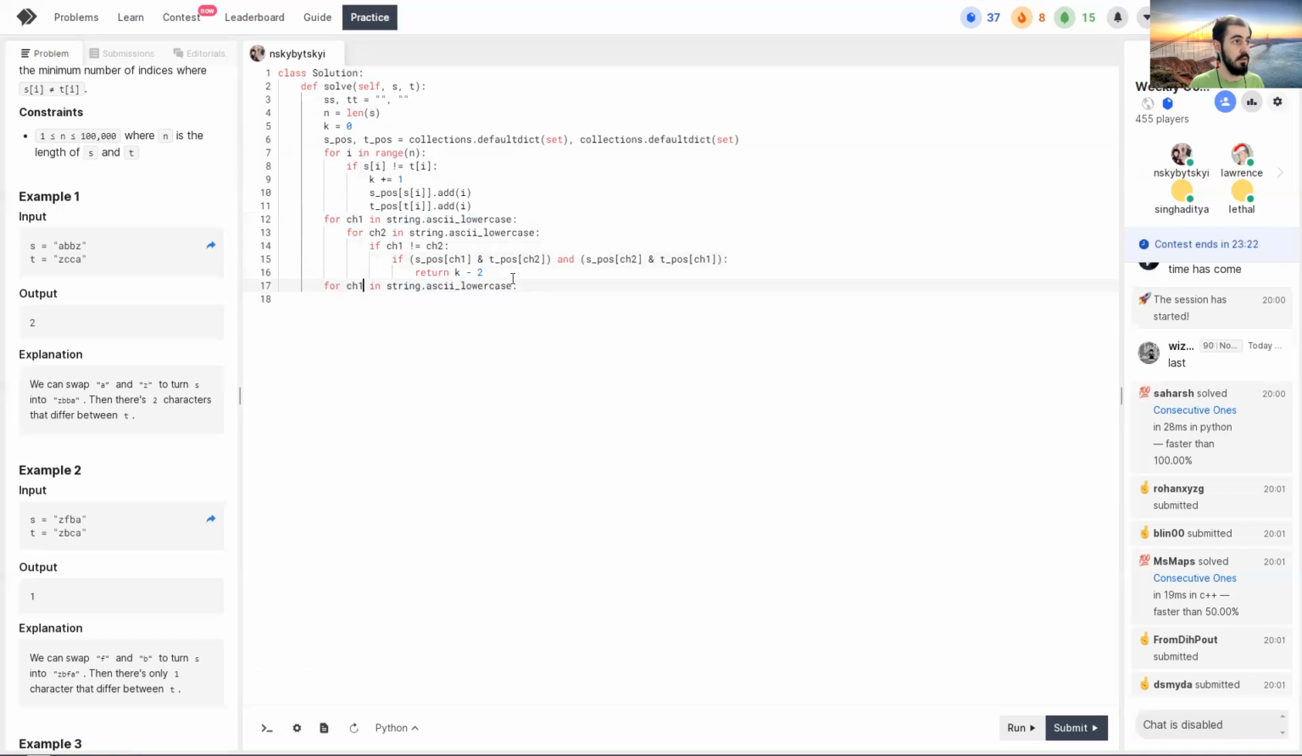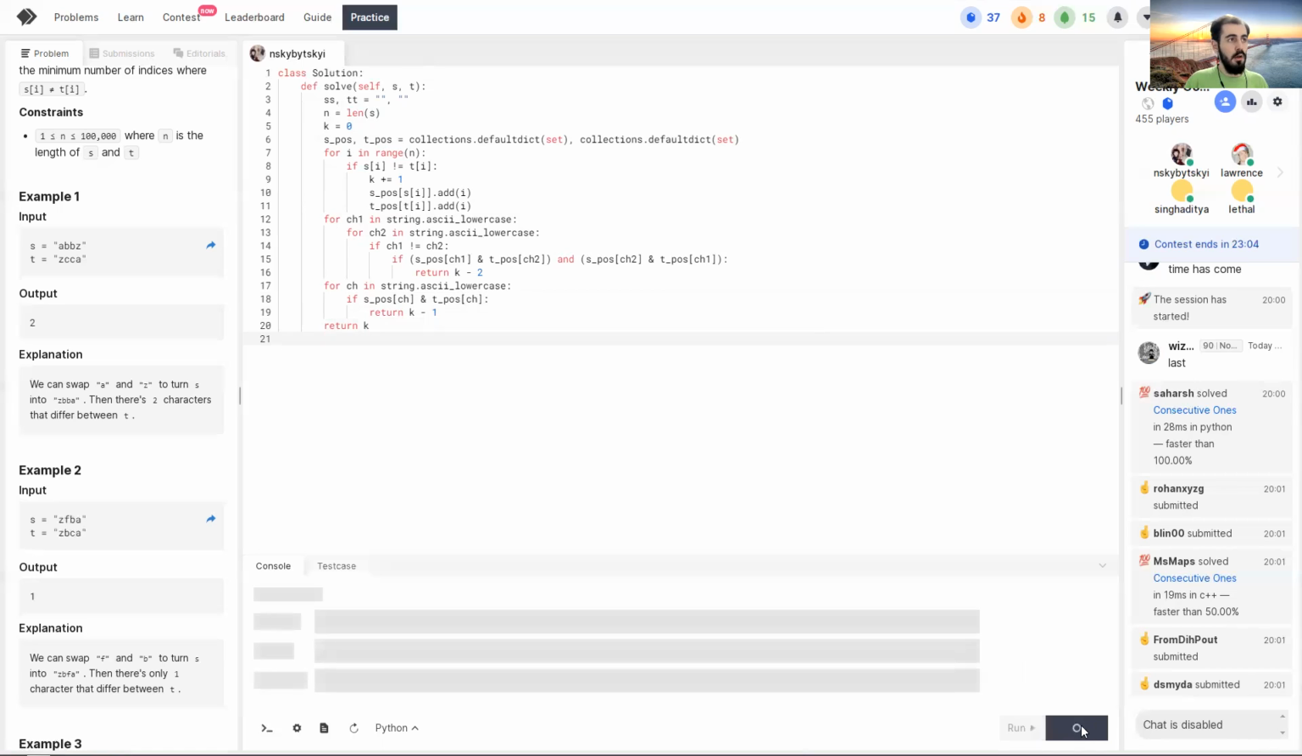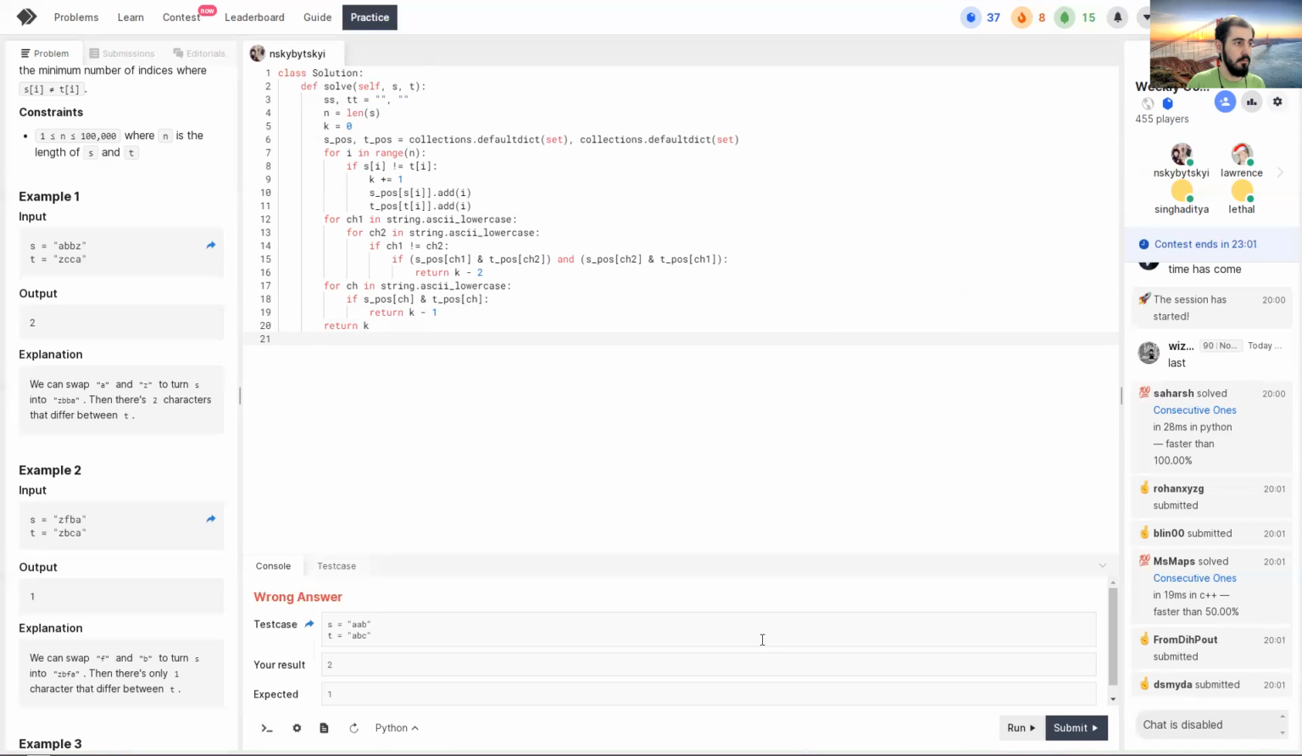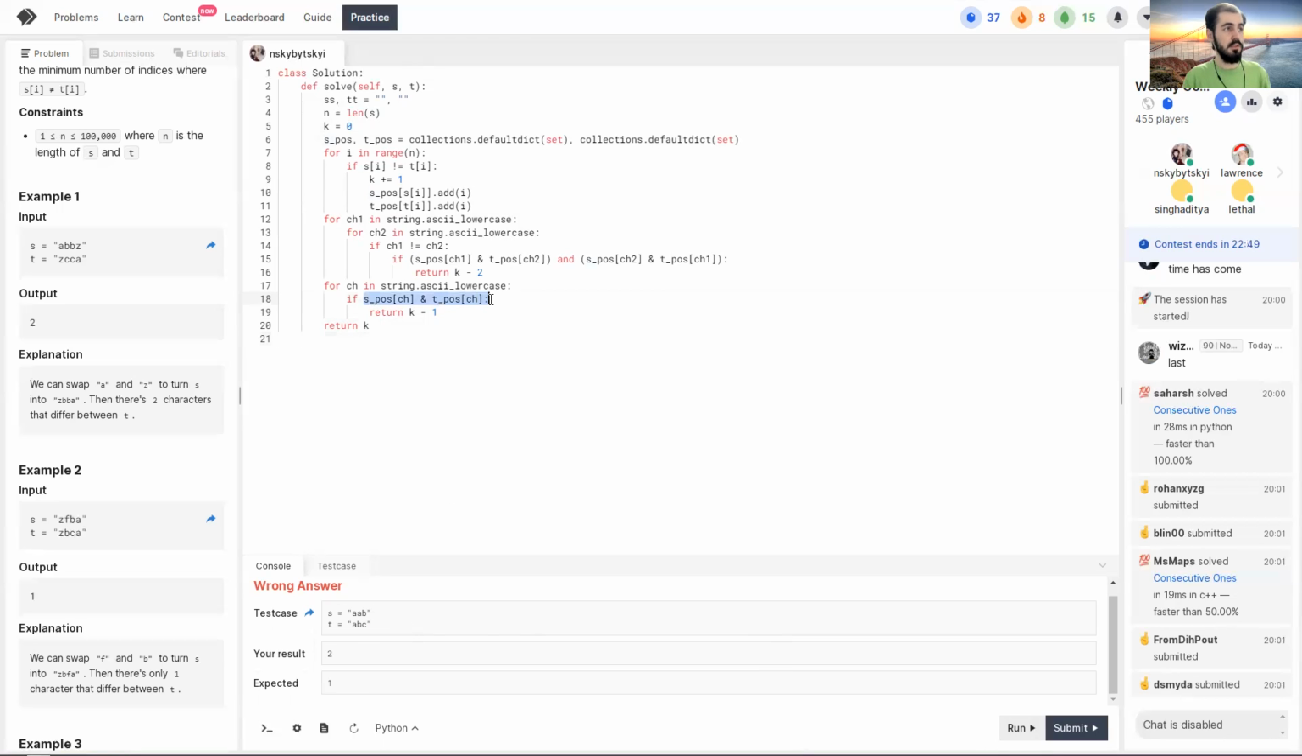Otherwise, we are interested in this. So if the asset position char and D position from char intersect, one measures... My result is 2, possible answer is 1. Why? Because this is not correct.